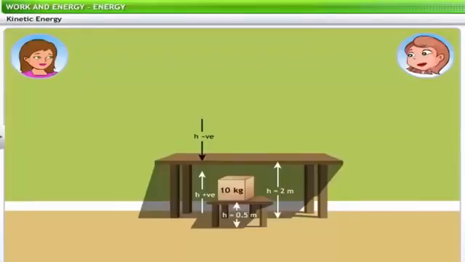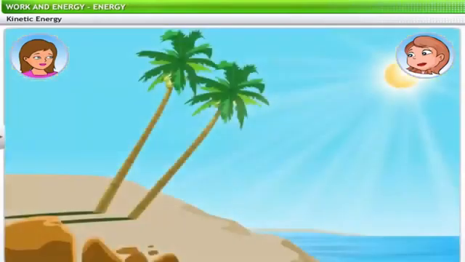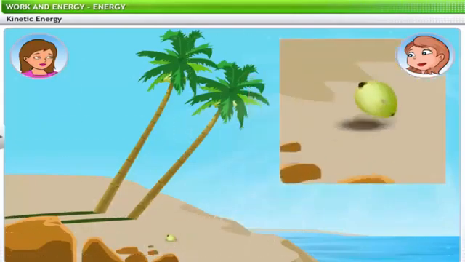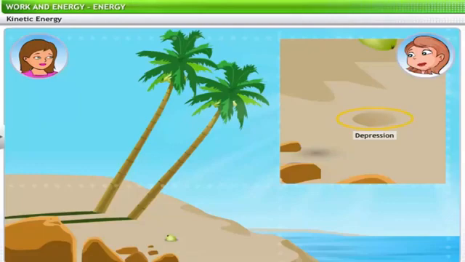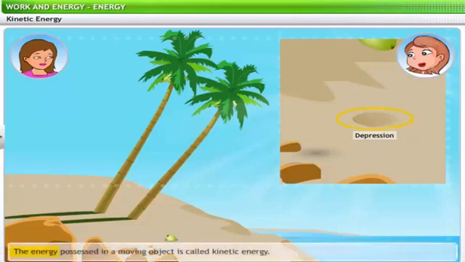We just learnt about potential energy in objects with reference to a specific level. But what happens when these objects are moved? For example, when a coconut drops from a tree onto wet sand. Well, I can see a depression where the coconut dropped on the sand. True. In motion, the coconut does some work because it now has energy due to movement. The energy possessed in a moving object is called kinetic energy.